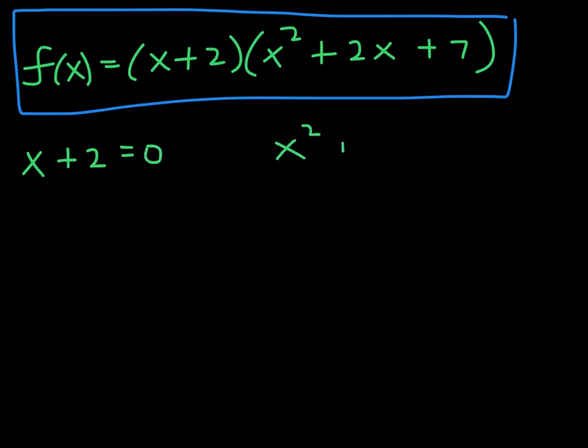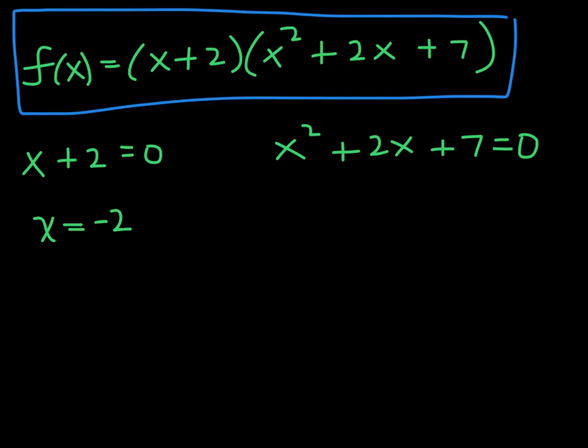Now, this second factor here, this trinomial factor, x squared plus 2x plus 7, does not factor, so we'll use the quadratic formula. Here, we'll subtract 2 from both sides, and get x is equal to negative 2. All right, so there's one of your zeros.